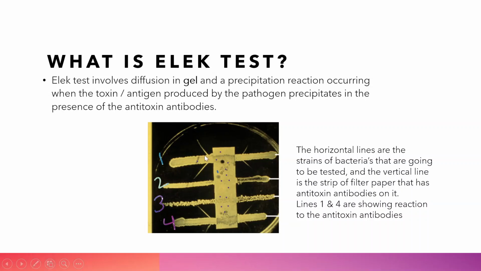As we can see, lines 1 and 4 are showing a reaction to the antitoxin antibodies on the filter paper strip. So we can conclude that the line 1 and 4 bacteria produce diphtheria toxin. But also, anytime this image is shown, we need to understand that this is an Elek test, which is specific for Corynebacterium diphtheriae.